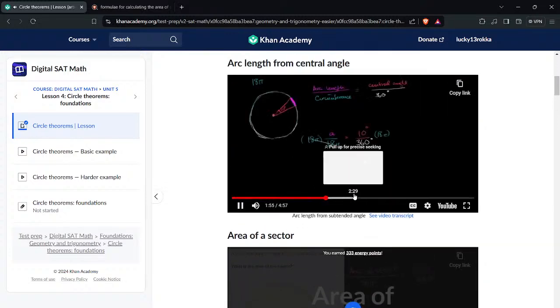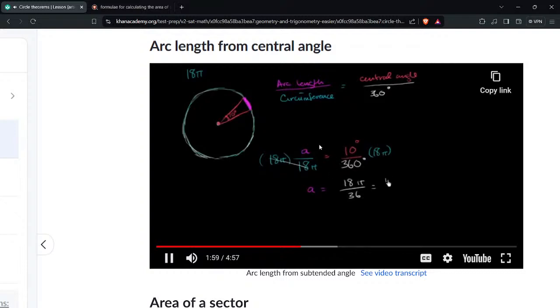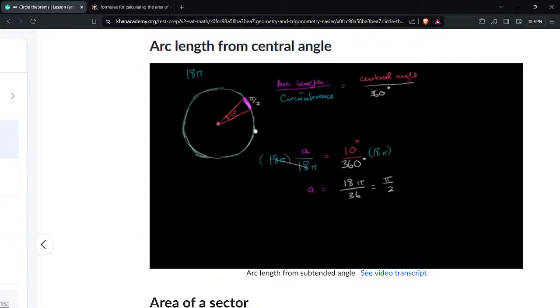It's 18 pi. So pi over 36 is the same thing as arc length over circumference. So this arc over here is going to be pi over 2, whatever units we're talking about. Now let's think about another scenario. Let's imagine the same circle. Our circumference is still 18 pi.